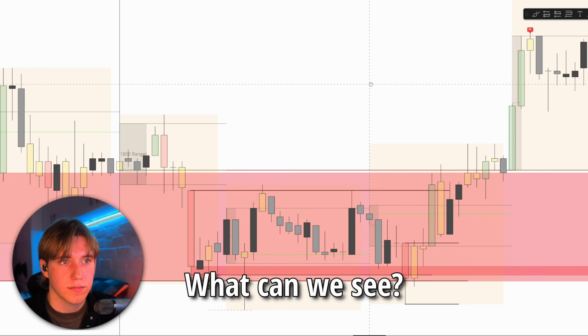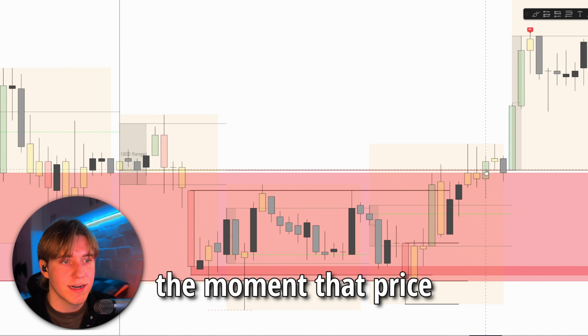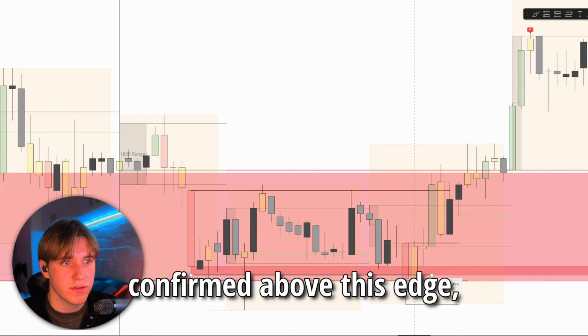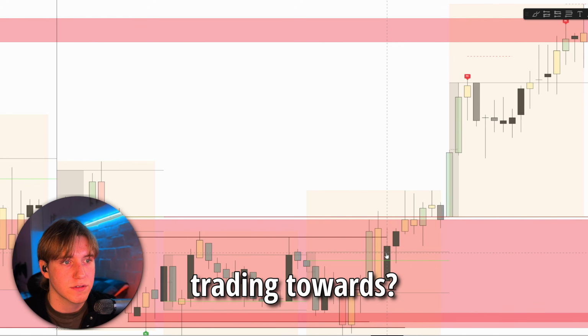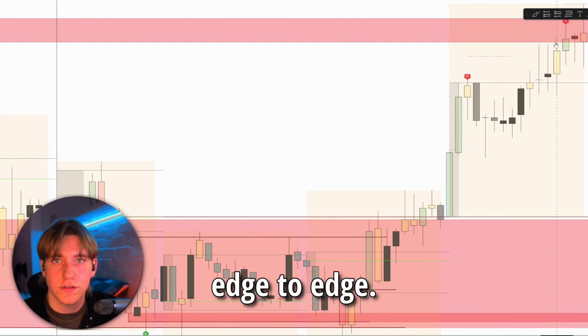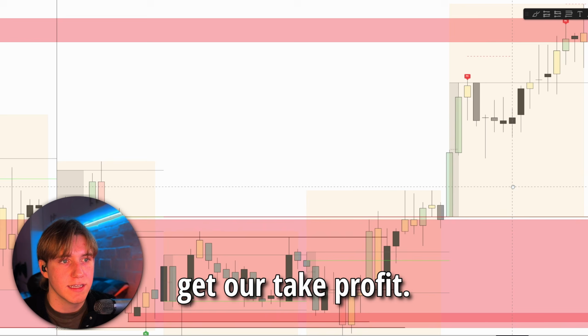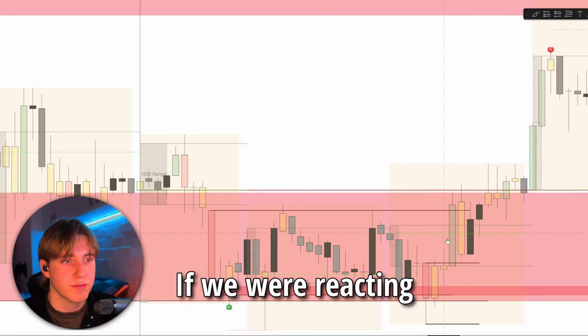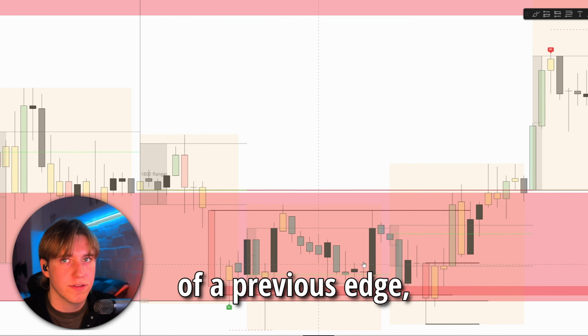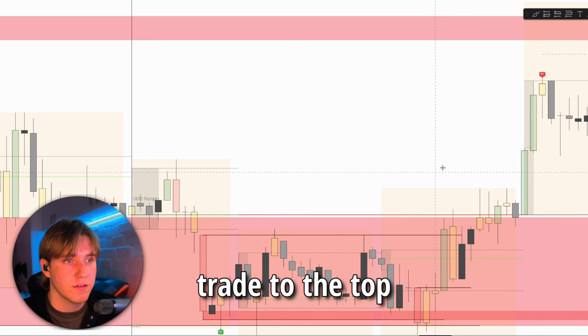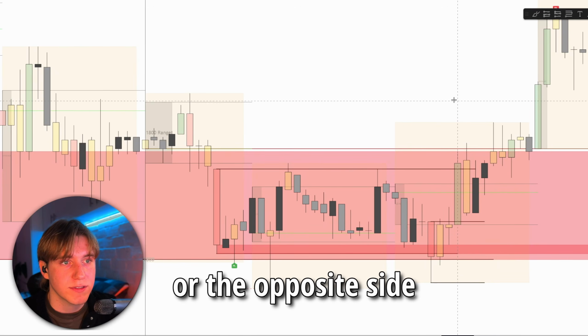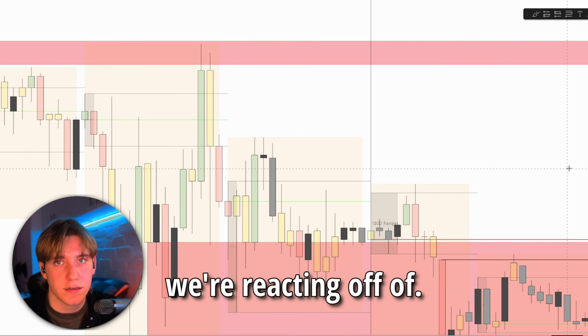What can we see? We can see that the moment that price confirmed above this edge, where are we trading towards? We're trading edge to edge. So this is how we're going to get our take profit. If we were reacting off of the bottom of a previous edge, we're trying to trade to the top or the opposite side of that edge that we're reacting off of.